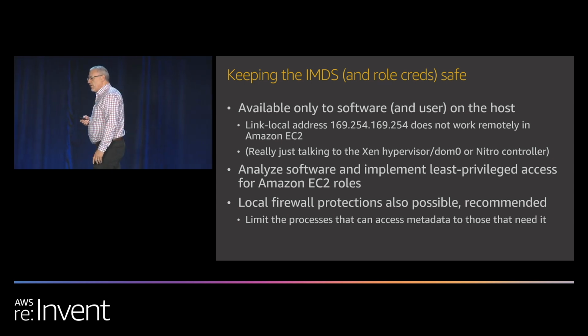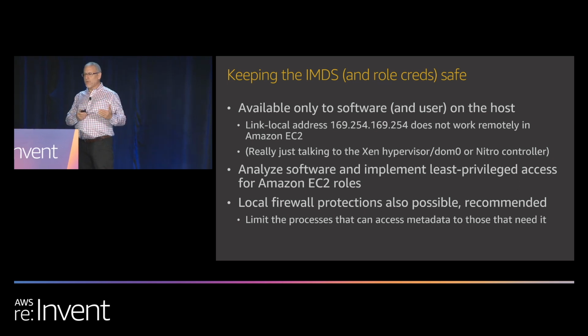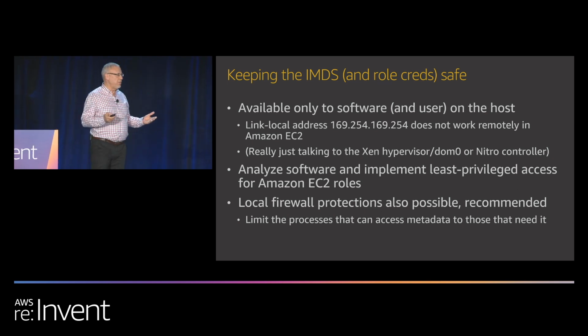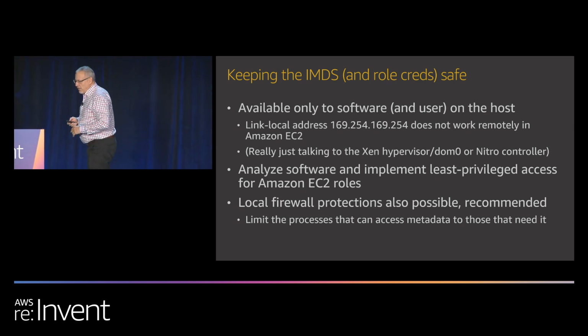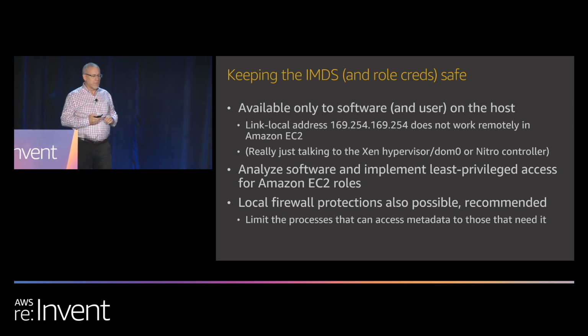And finally, you can also use local protections, because the local firewalls on either Linux or Windows can be used to scope down to particular processes or particular local principals who can access the metadata service. We'll show ways to do that in a demo, and you can see in our EC2 documentation a bunch of examples as well.